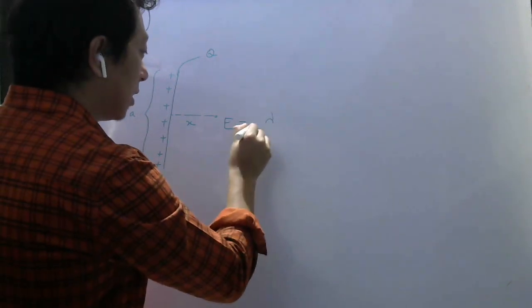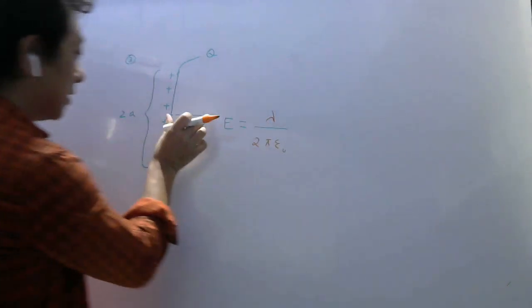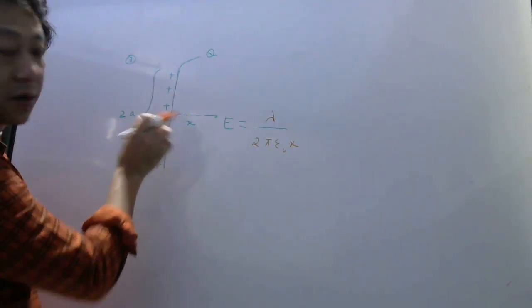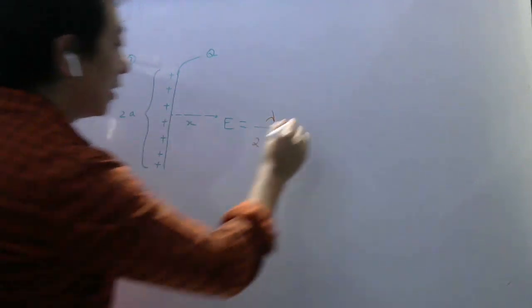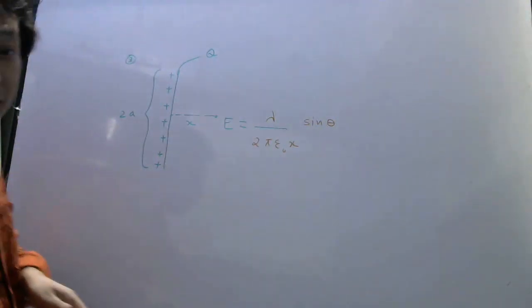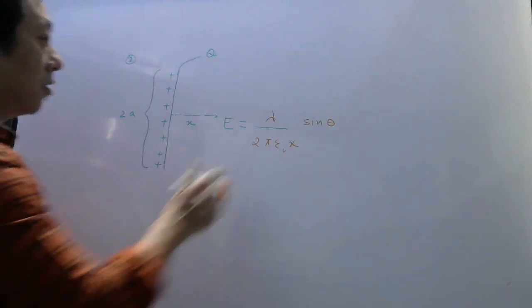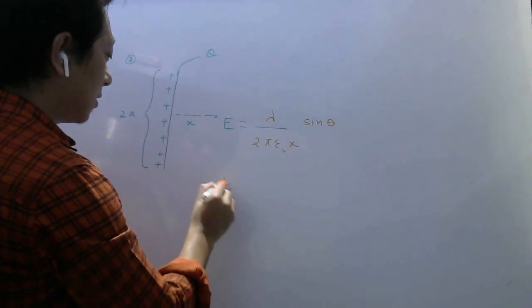So the formula is what? Lambda divided by 2 pi epsilon naught x. Yes or no? This was your r in the formula, but here they have given this as x. And here what we wrote? Sine theta. But sine theta is not there in the option, so you have to substitute for sine theta somehow.